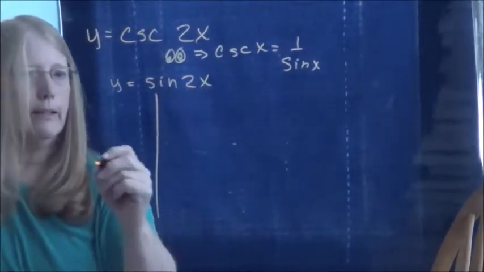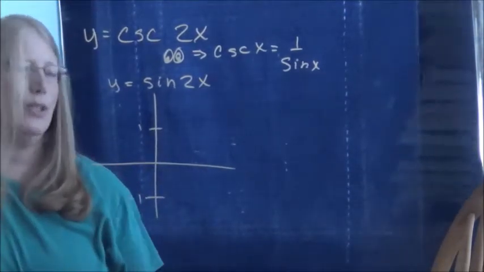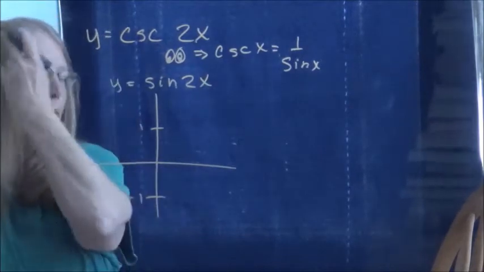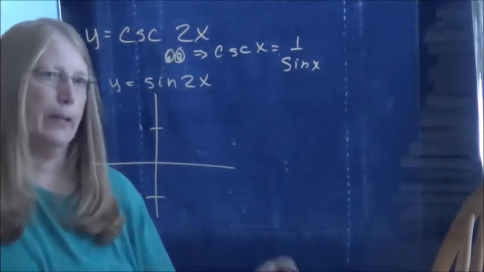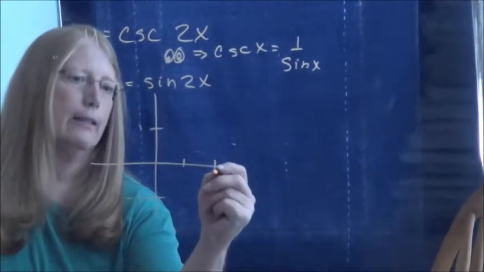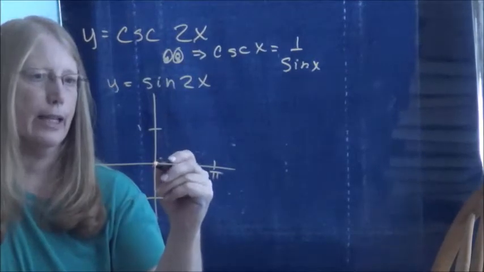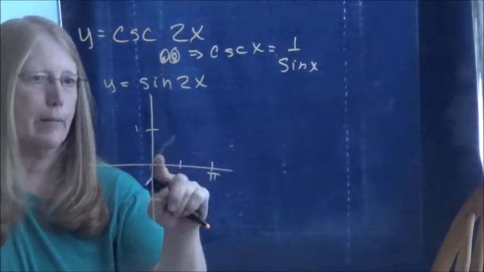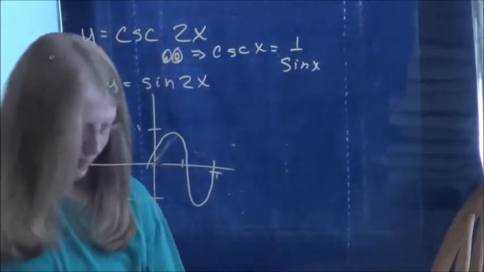So the function has no phase shift, has no amplitude change, and this 2 will cause the function to have a period of pi, and you can check that out. And the sine curve will start here and come back down and end up where it started, like that.